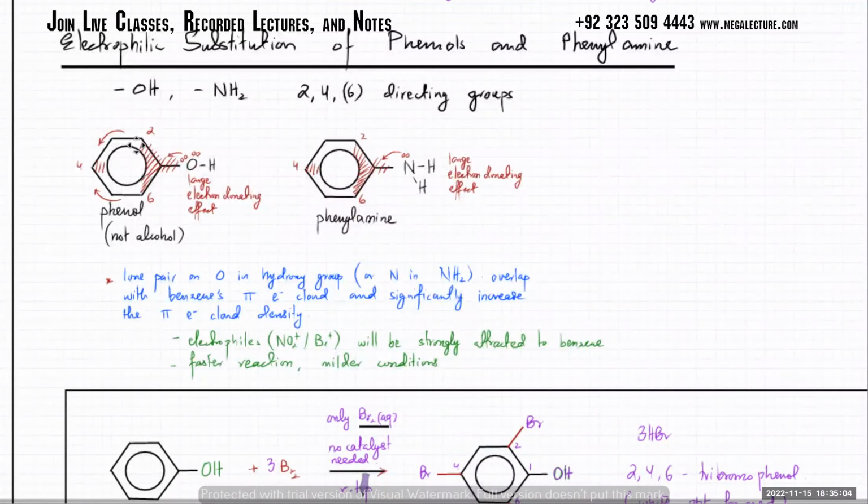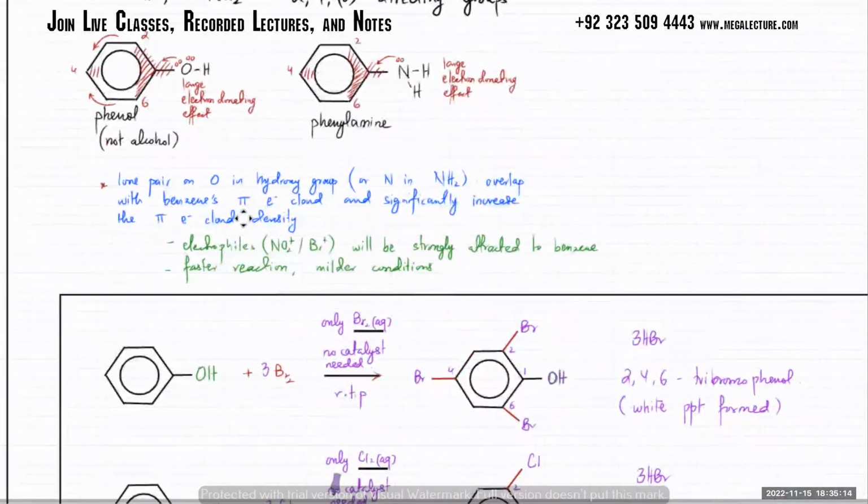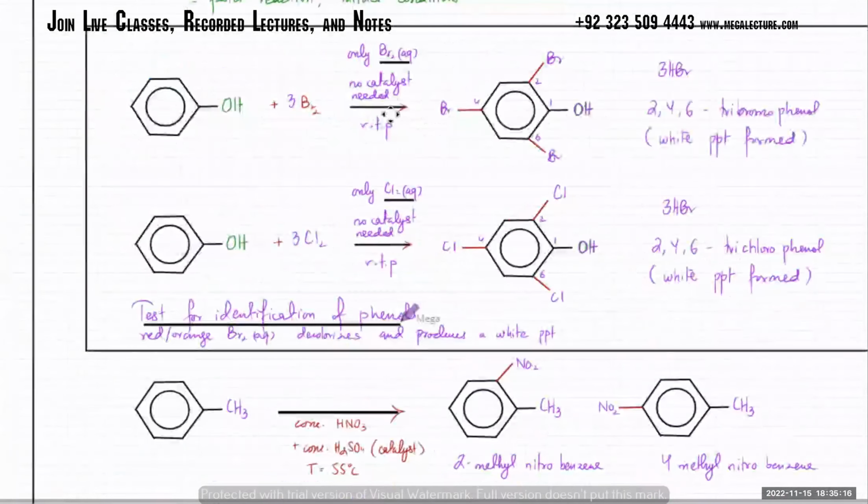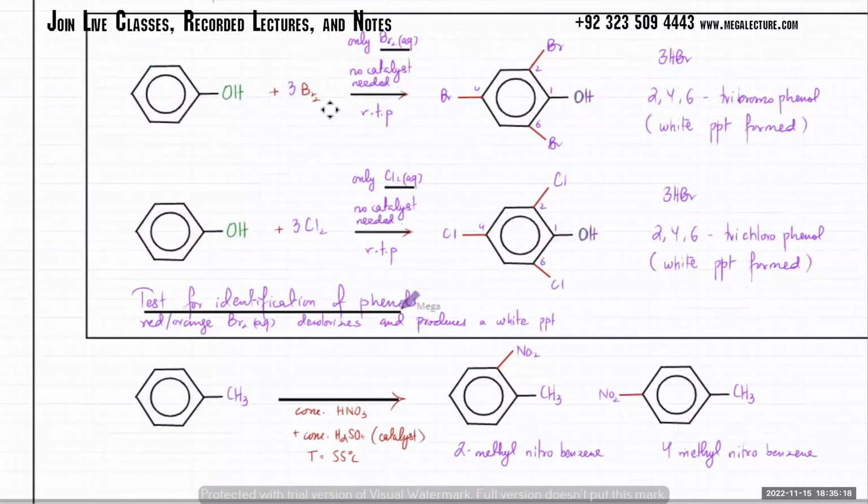So the summary is, with OH and NH2, the electron donating effect is very large, which is why the electron density is very, very high on the benzene at positions 2, 4, and 6, which is why the electrophile is very strongly attracted to it. So when you do a reaction of phenol with either bromine or chlorine aqueous, you don't need a catalyst. Okay? You don't need to polarize the molecule. It will get polarized on its own. Electron density is so high that it will push the bromine electrons and polarize it all by itself.